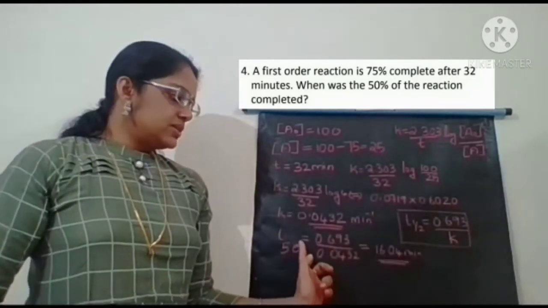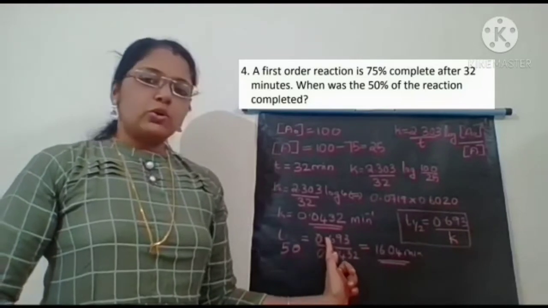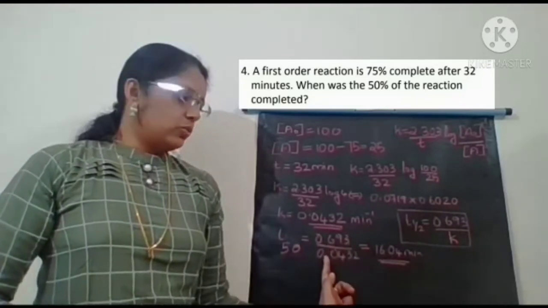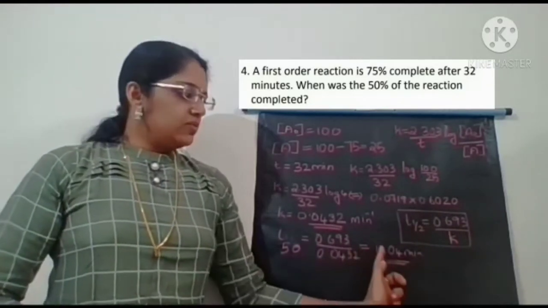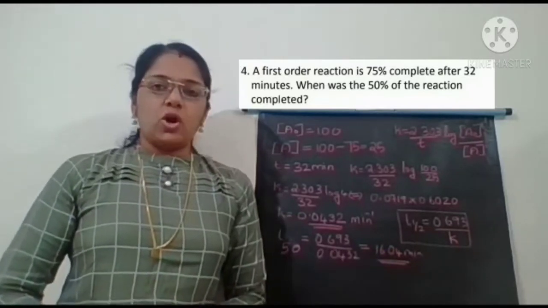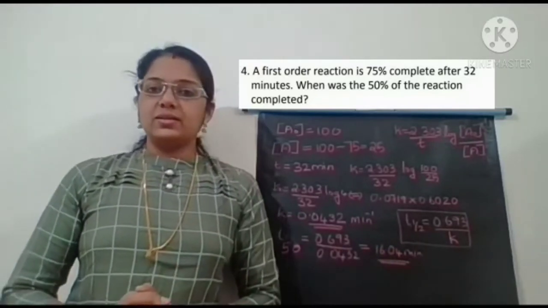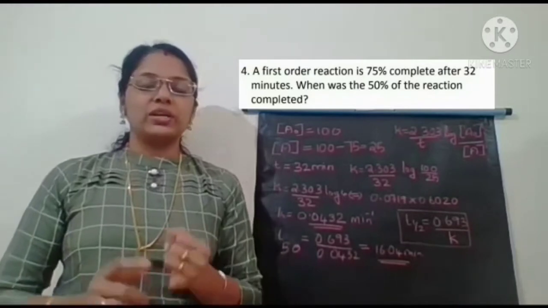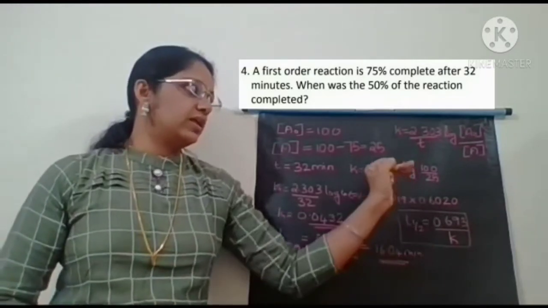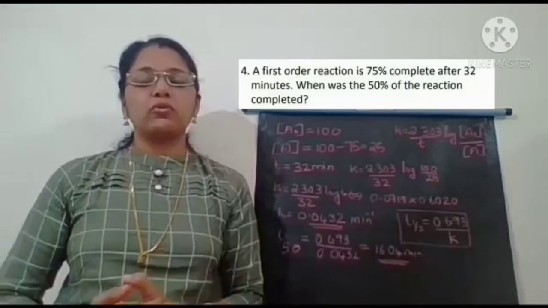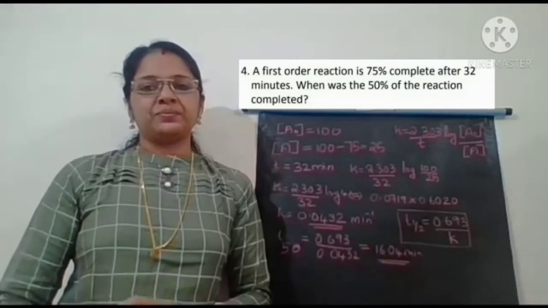So substituting this value, T50 is equal to 0.693 divided by 0.0432. That will be equal to 16.04, which is approximately 16 minutes. So T half is obtained as 16 minutes and K is obtained as 0.0432 minute inverse.